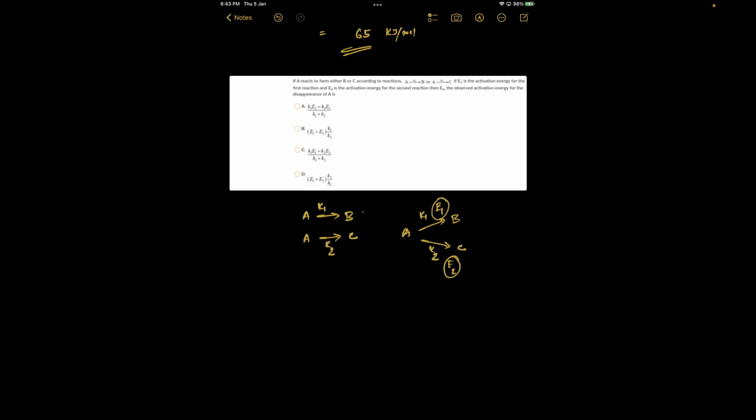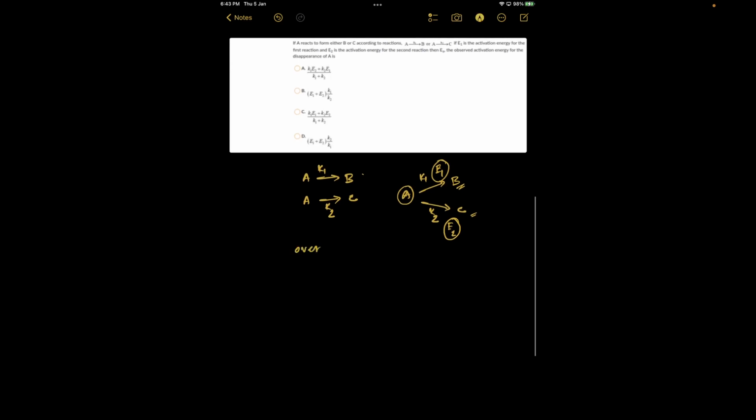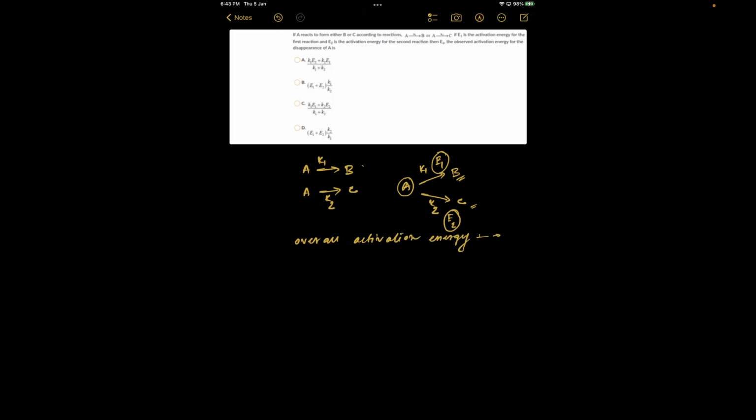Then the observed activation energy for the disappearance of A, like for the total reaction, that means from A both B and C molecules are forming with different activation energy and with different rate constant. So you have to find out the total activation energy for the total reaction, that means the overall activation energy for the disappearance of A.